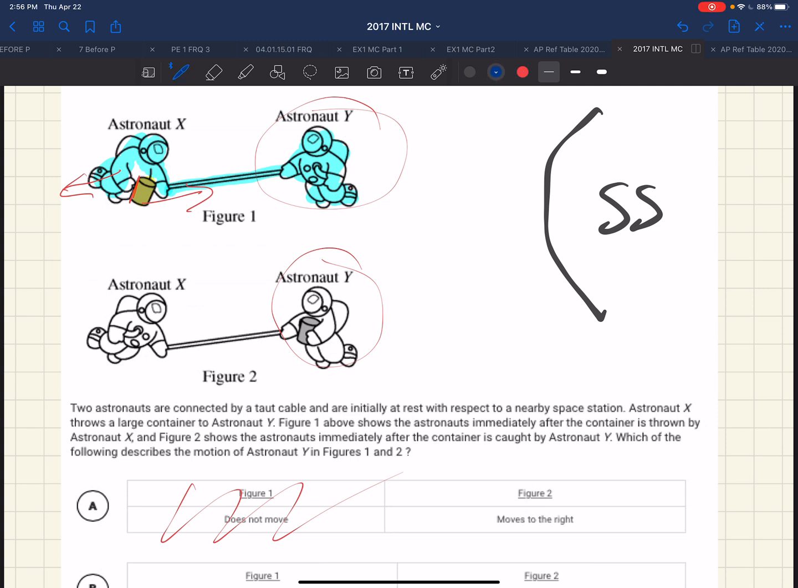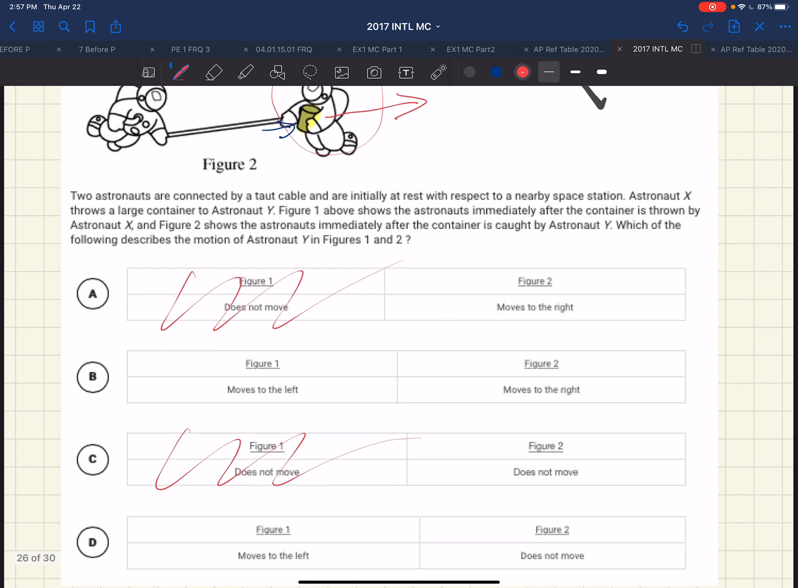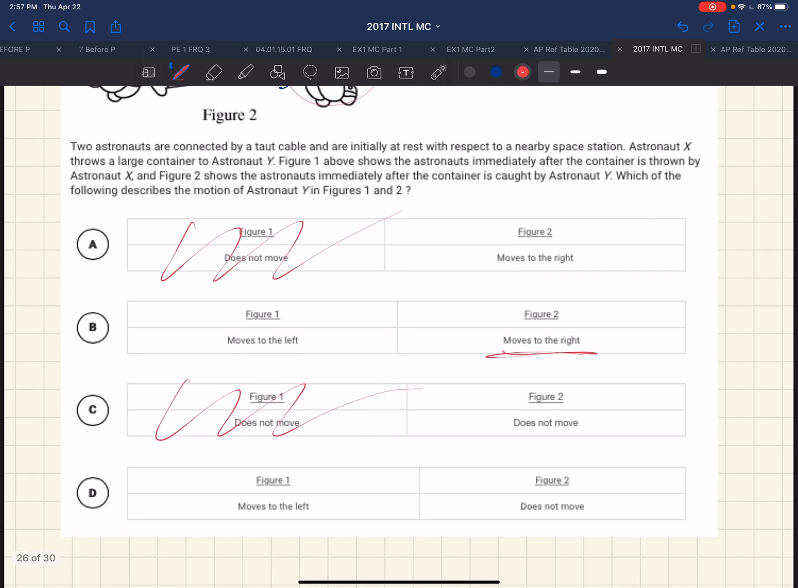Now what happens when the carton is coming in? Well, the container has momentum in this direction, and it loses that momentum when the astronaut catches it. When the astronaut catches the container, it pushes the astronaut back in this direction. So the astronaut Y ends up moving to the right. And that's why it's choice B.